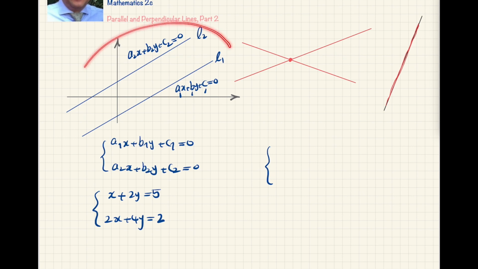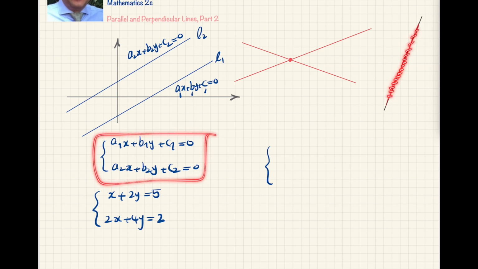If this is the case, there are no solutions for this system because there is no intersection point at all. If this happens, it means that I have one unique intersection point, so I have one unique solution. And when this happens, how many intersection points do you have? You have infinitely many intersection points. So then I will have infinitely many solutions to my system.